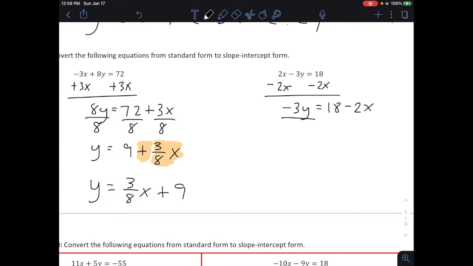Then I divide by negative 3. Okay, so I end up with y equals negative 6. And this is kind of a tricky one because it's minus 2x, and we're dividing by a negative number. So essentially, it's two negative numbers. So that means it's going to change to plus 2/3 x.